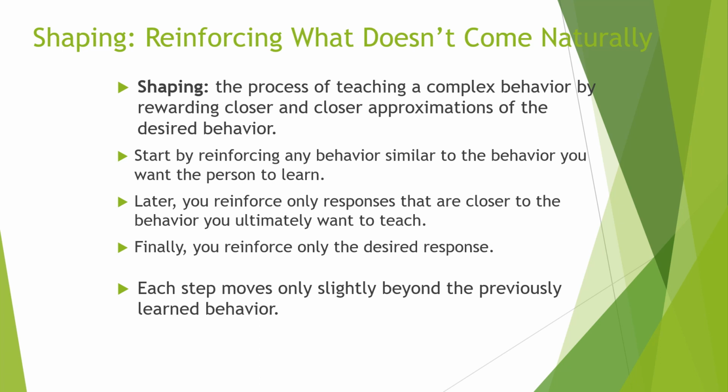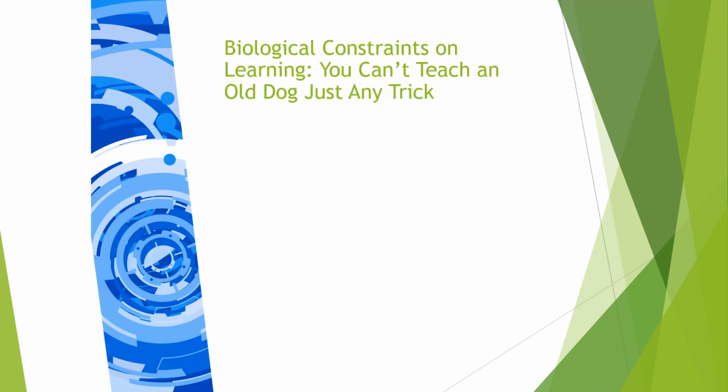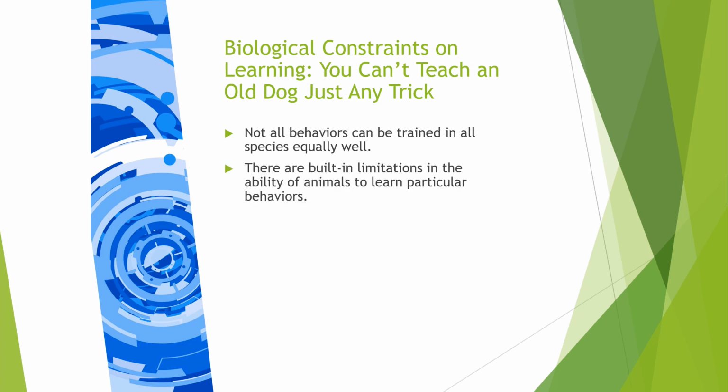Now, we do have some problems, though. One of those problems is biological constraints. You can't teach an old dog just any trick. The saying goes, you can't teach an old dog new tricks. What we're talking about is you can't teach an old dog just any trick. So not all behaviors can be trained in all species the same way. Different species have built-in limitations to learn particular behaviors.